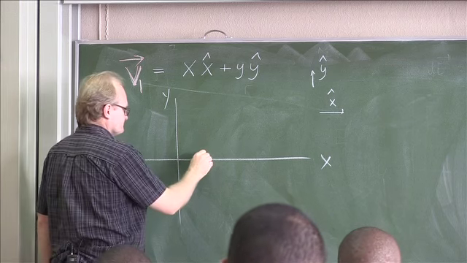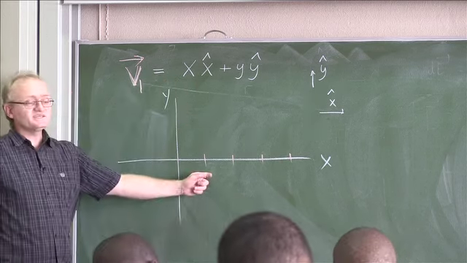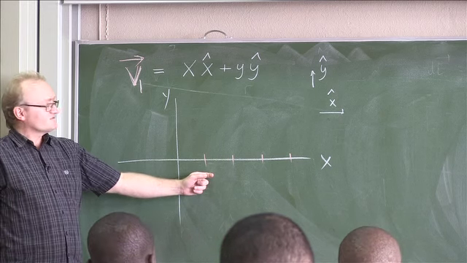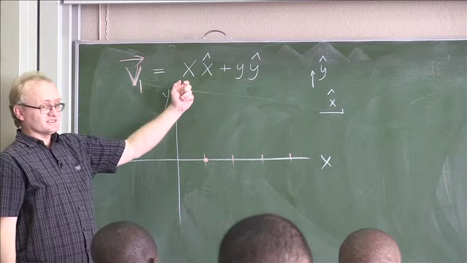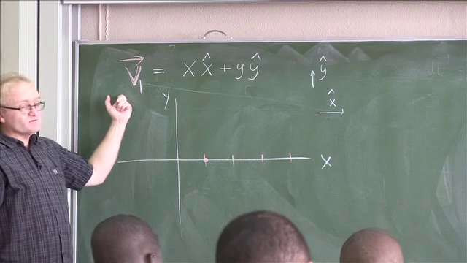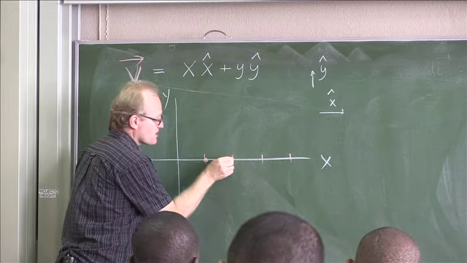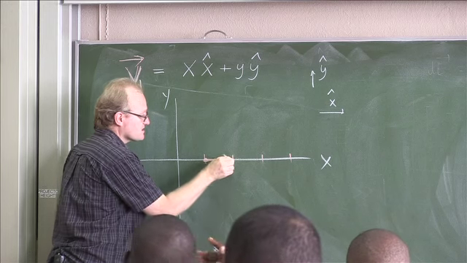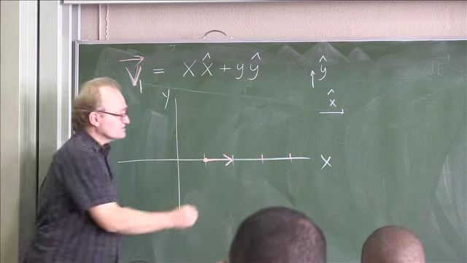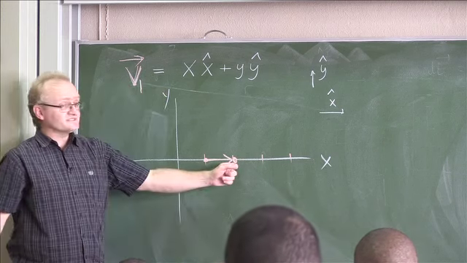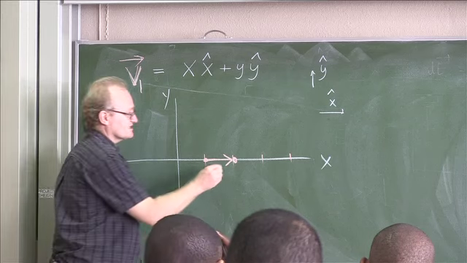So I'll go to this point here. At this point here, x is 1 and y is 0. If I plug in x is 1 and y is 0, what is V1? x hat. So I will just get a vector here pointing in the x hat direction with a length of 1. If I go to this point, here x is 2 and y is 0. So what is V1? 2x hat.